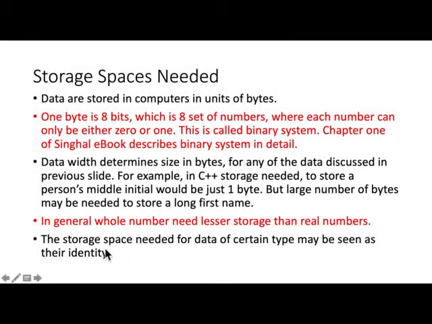And you may think about it now, that the storage space needed for a certain data type may be seen as its identity. Okay, you tell the computer to identify a certain variable of a certain type and the computer will know how much space is needed to store that data. So the storage space needed for data of a certain type may be seen as its identity.